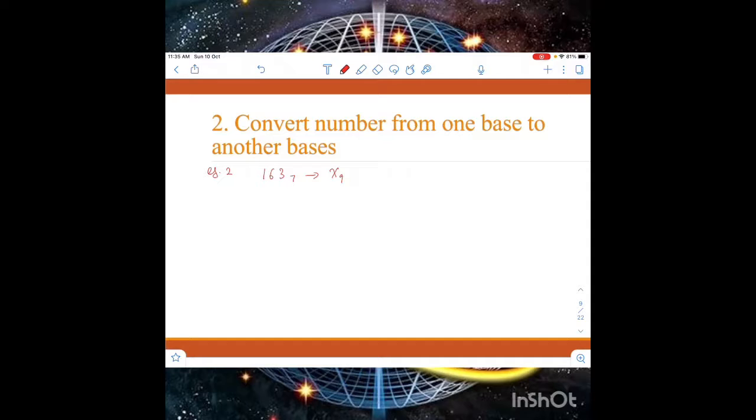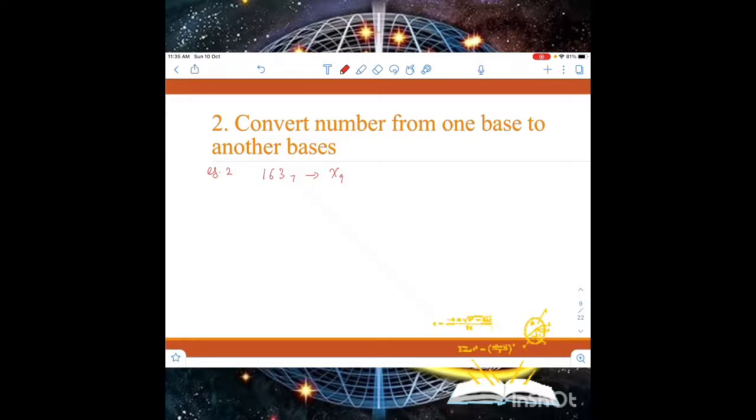The next example that I'm going to show you is how to convert the number 163 base 7 into a number in base 9. Stick with the process.